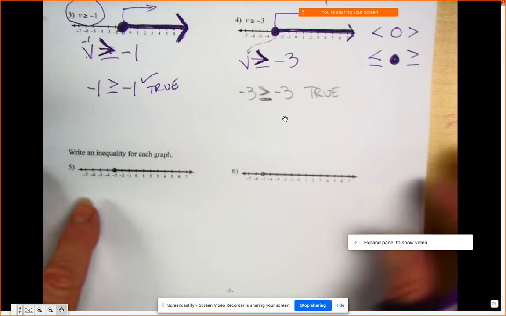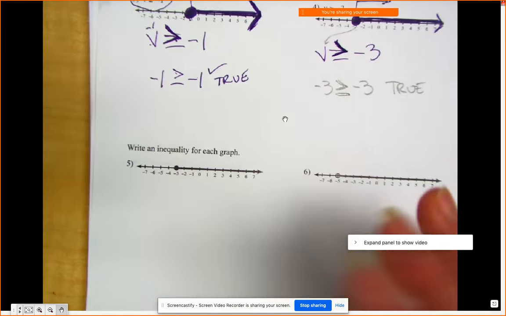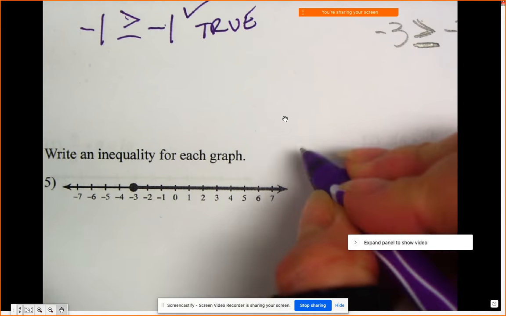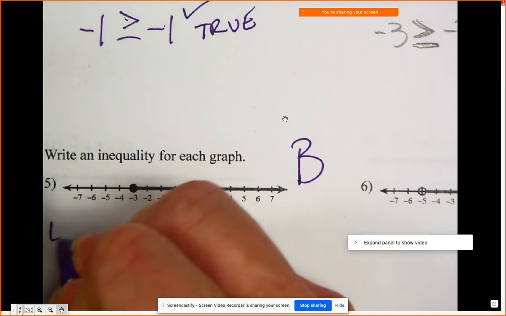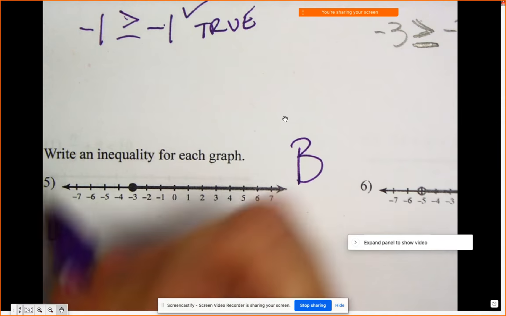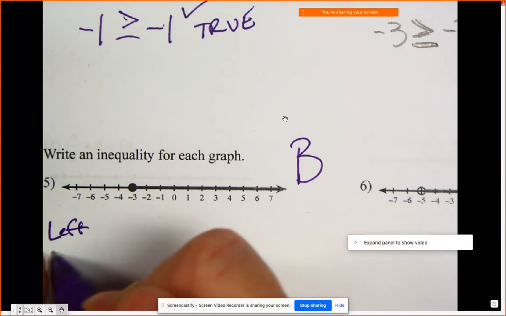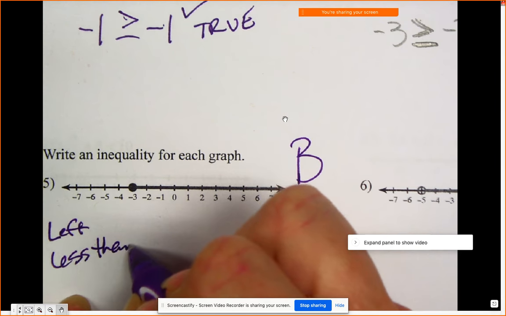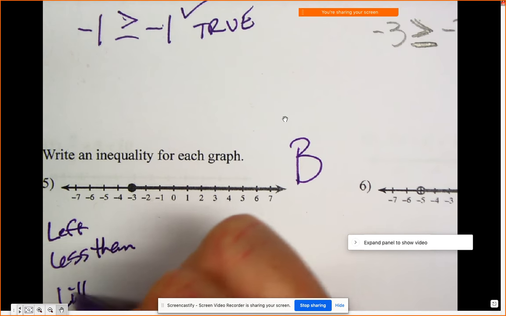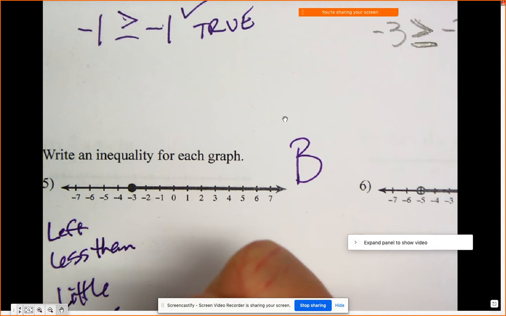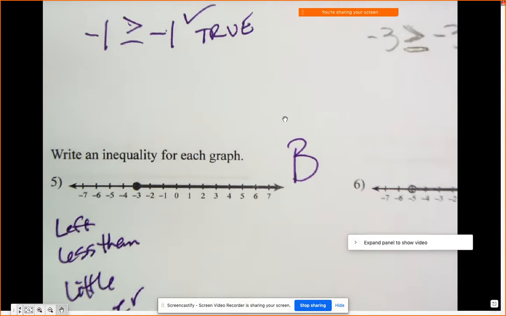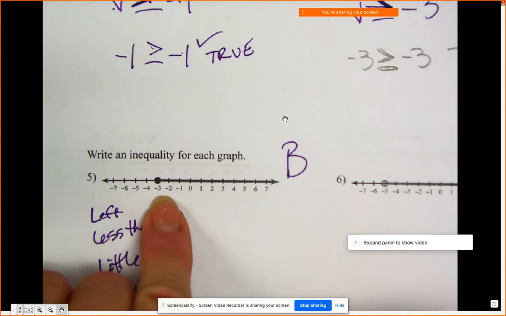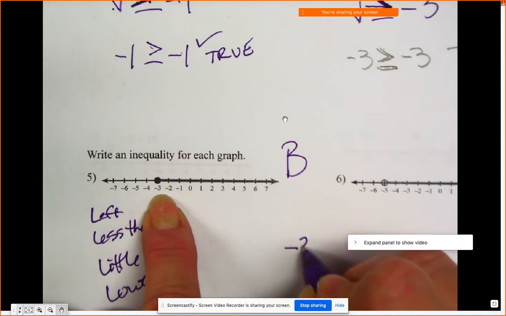Then I'm going to give you some graphs and ask you to write the inequality that goes with this graph. So I look at this one and I literally will write this. Big numbers are on the right. Little reminds me of left. It reminds me of less. Ooh, less thans. Less thans are on the left. Littler, lower. They all start with L. That's a beauty feature of littler. Less than, left. So the number we're talking about is -3.